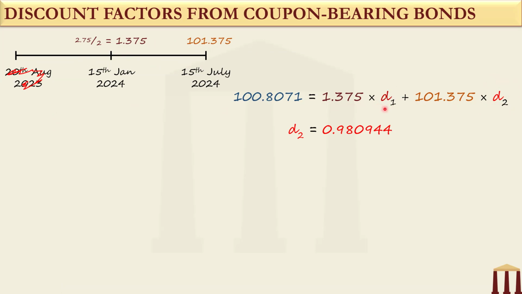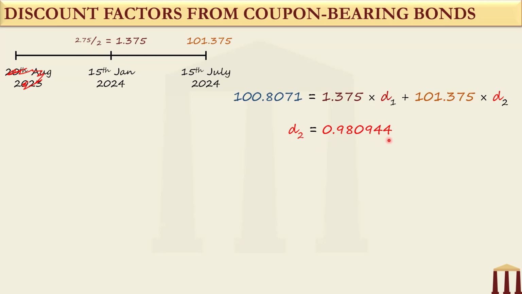I have already calculated D1 in the last slide. I'll put in the value of D1. Then this whole equation becomes a linear equation in one variable. I can then just transpose things to the left hand side and right hand side, and do the calculation to find D2 as 0.980944. So this is what we call bootstrap, one step after another. You cannot directly jump to 2 years.